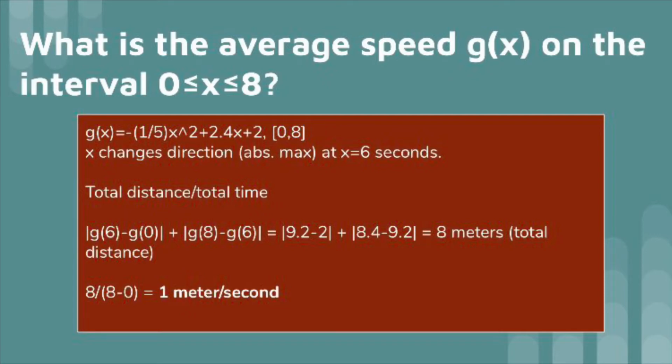With those values, we follow the equation: the absolute value of g of 6 minus g of 0, plus the absolute value of g of 8 minus g of 6, which is equal to the absolute value of 9.2 minus 2, plus the absolute value of 8.4 minus 9.2, which is equal to 8 meters, which is our total distance. Then we divide by the total time, which is 8 seconds, getting 1 meter per second to be our average speed.